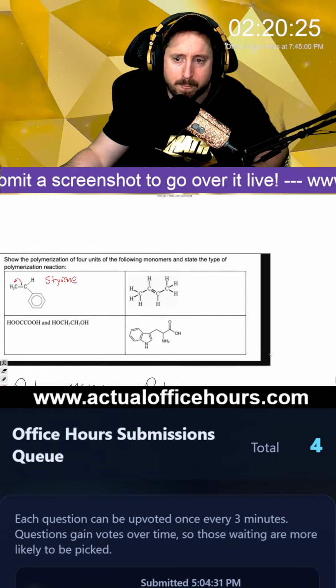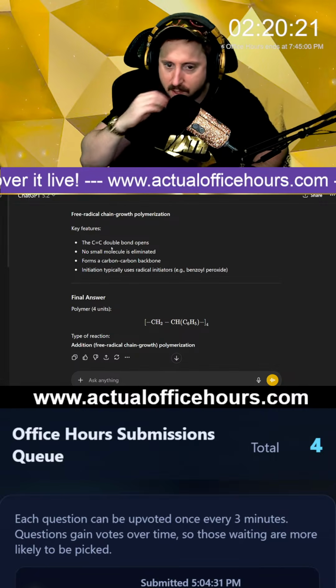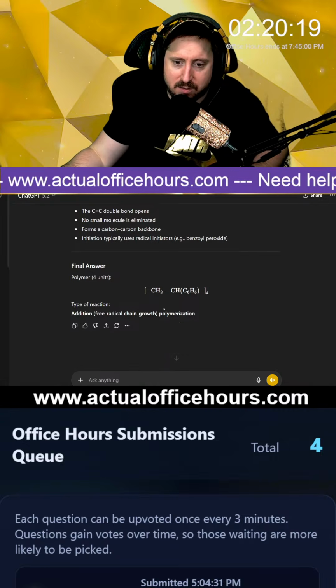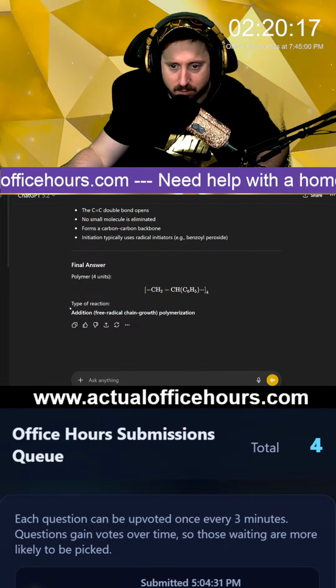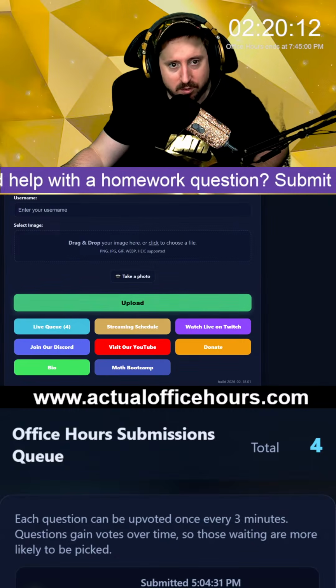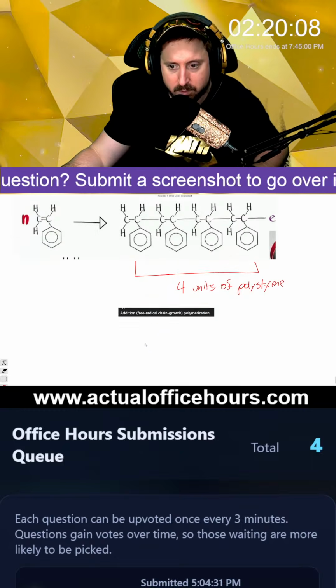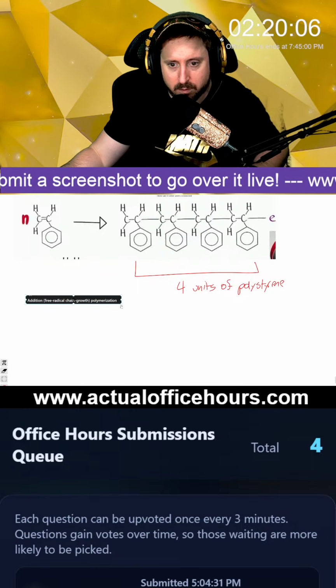And what else are we asking for? The type of polymerization reaction. Good question. Okay, what type is that? And it's called addition. Free radical chain growth polymerization. This is OChem. Someone asked an OChem question, so we're just doing a little OChem question. So there you go.